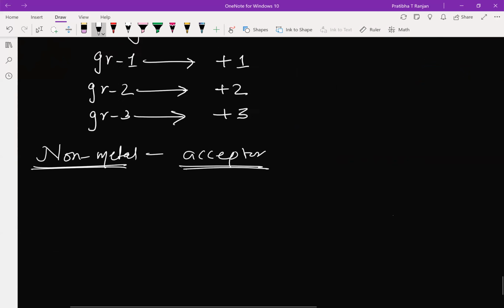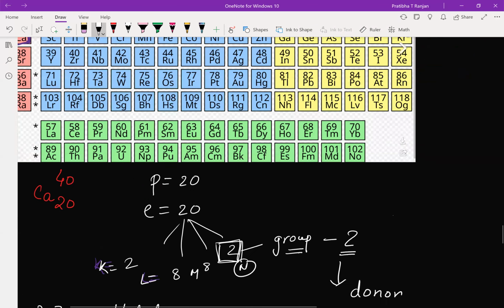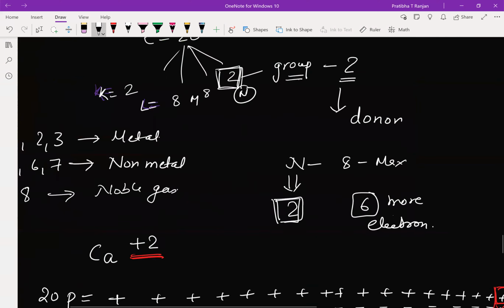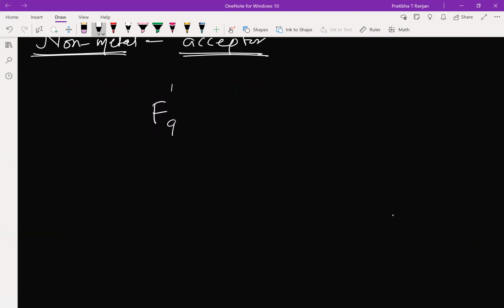Now take the example of fluorine, as you can see here in the periodic table. Here is my fluorine, right? So the next noble gas is which one? The next noble gas is neon. So it wants to achieve the noble gas configuration of neon. Let's see how. There is a 9 and this is your 19. So it means the proton and the electron both are 9, and the configuration is 2 and 7.